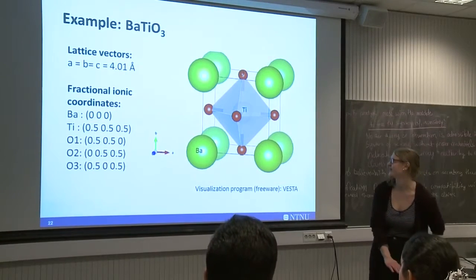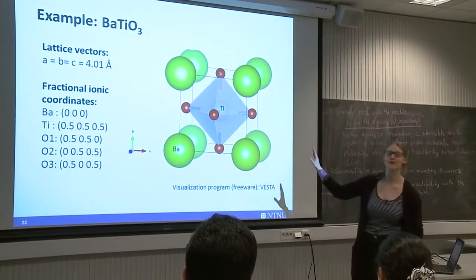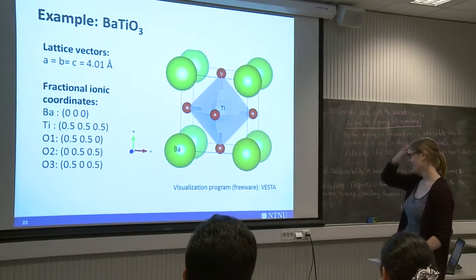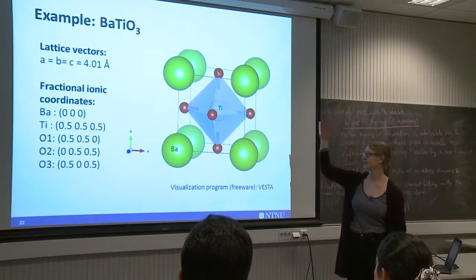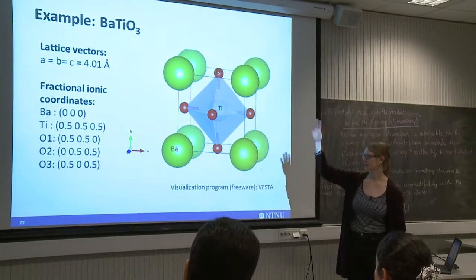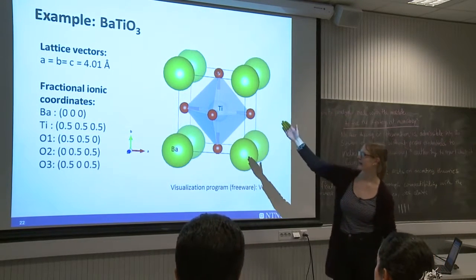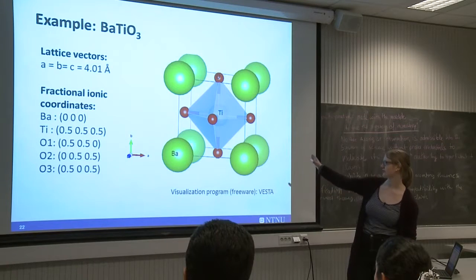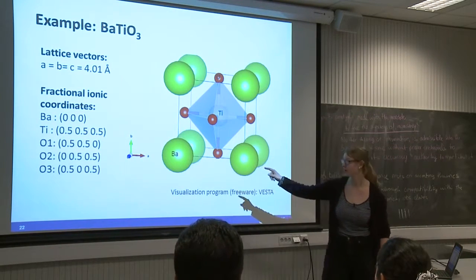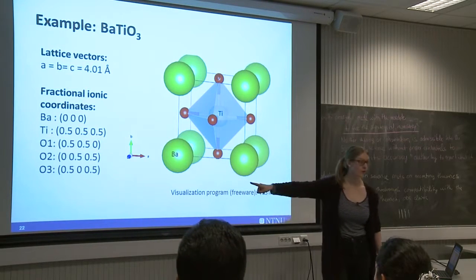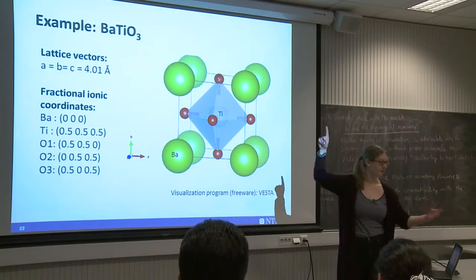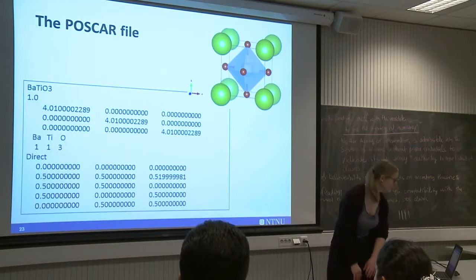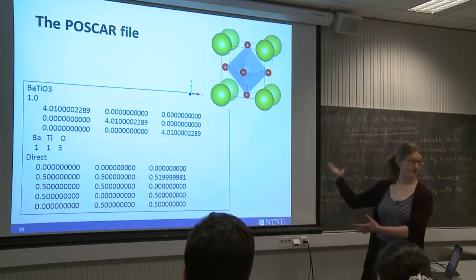Okay, so let's just take a simple example. This is a simple perovskite, barium titanate. Cubic barium titanate has a equals b equals c lattice parameters, and then you can define some fractional ionic coordinates. There are not eight barium atoms that need to be defined. You define the one barium, right? And the other ones are just mapped out by the periodicity. So this is what you define, and that means that you can create your POSCAR file. That would look something like this.